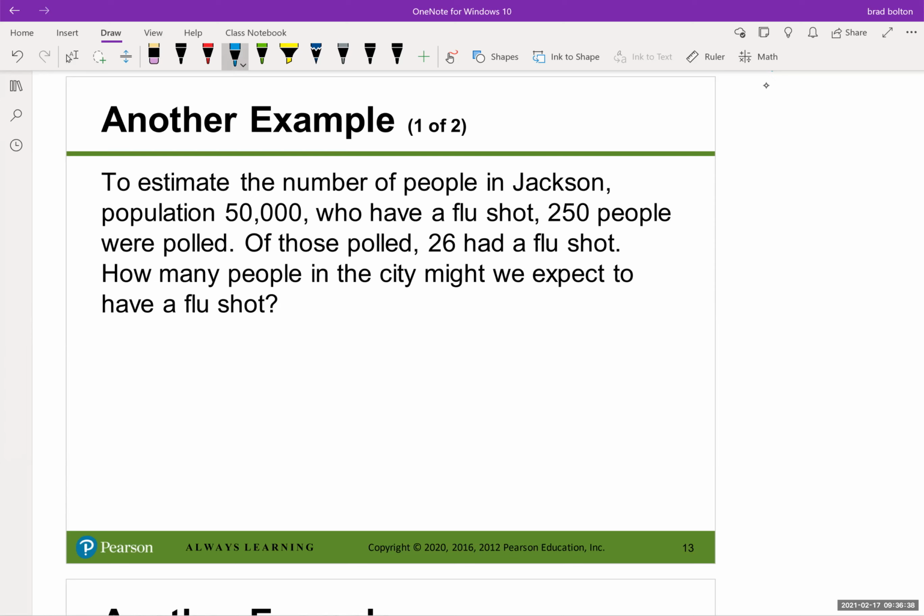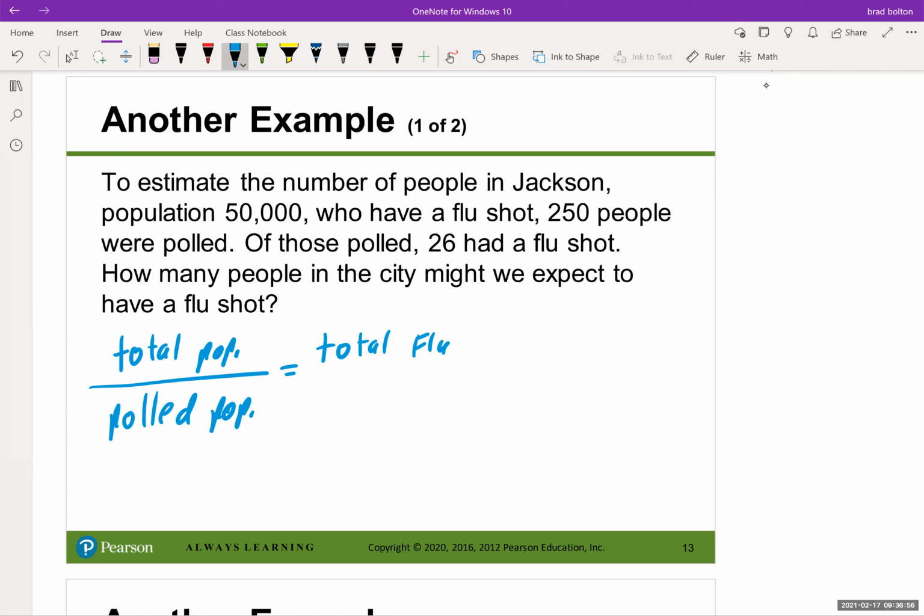So we're going to do total population divided by polled population. And remember, this is just one way we can set up the proportion. And then, since we did total to polled, we'll do total flu shot to polled flu shot.